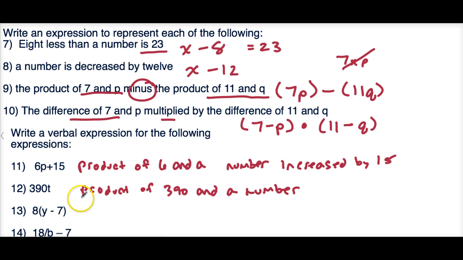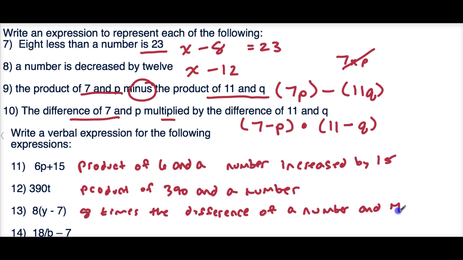Number 13, 8 and y minus 7. So we know this is the distributive property, but we're not going to just simply say 8 distributed to this. I'm going to say 8 times the sum, sorry, not the sum, the difference. Apologize. So 8 times the difference of a number and 7. And again, there's multiple ways you could have said that, but this is the one I recommend, 8 times the difference of a number and 7.